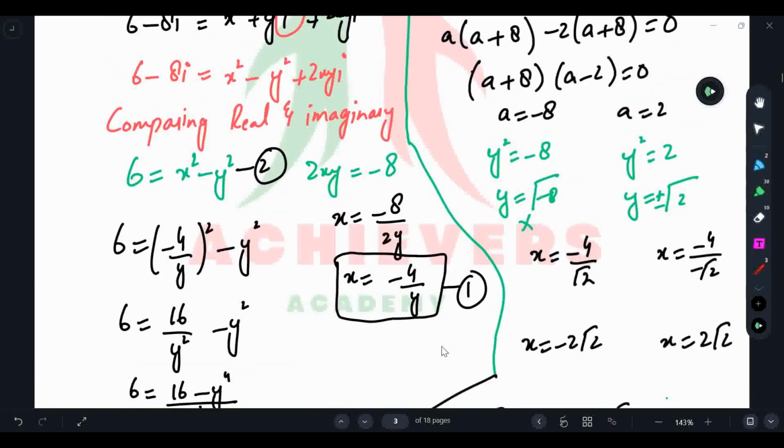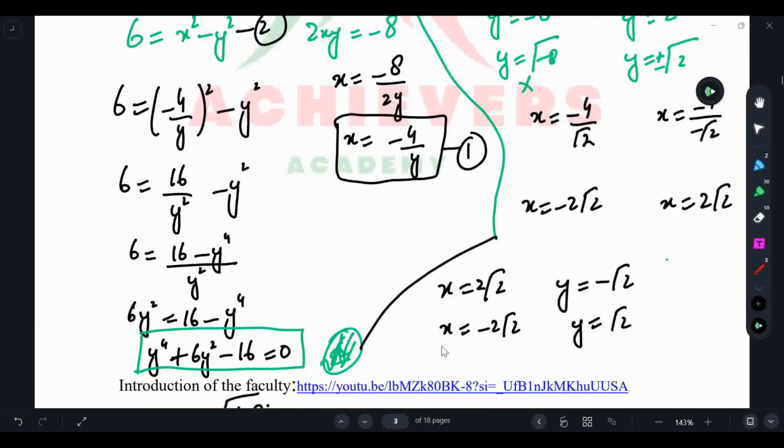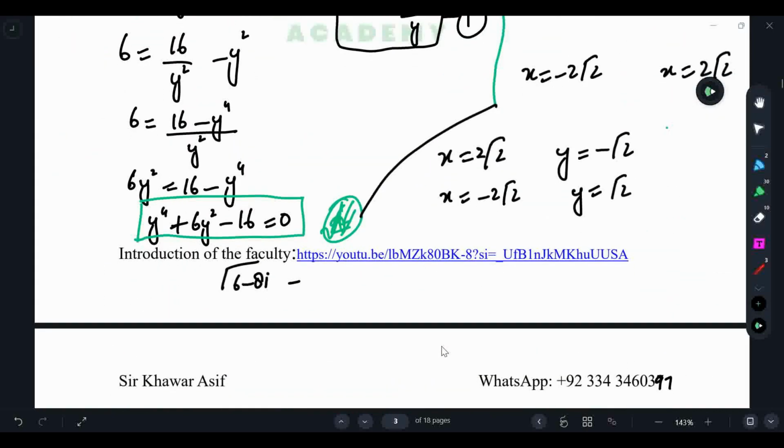So from here we can write the final answer: the square root of 6 minus 8i, let me reconfirm this, will be equal to 2 square root of 2 minus square root of 2 i, and the other root will be equal to minus 2 square root of 2 plus square root of 2 i.